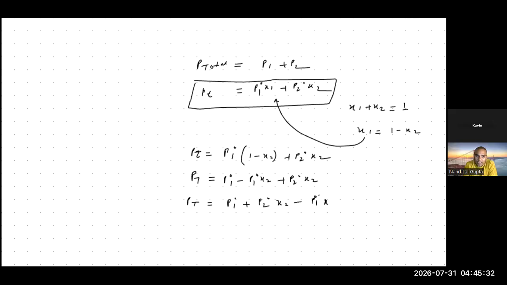What is the common in this term? Can you tell me the common? P1 naught is a single term, there is nothing to say common here. Here x2 and x2 are common. So we are taking x2 in bracket, and it is going to be P2 naught minus P1 naught.